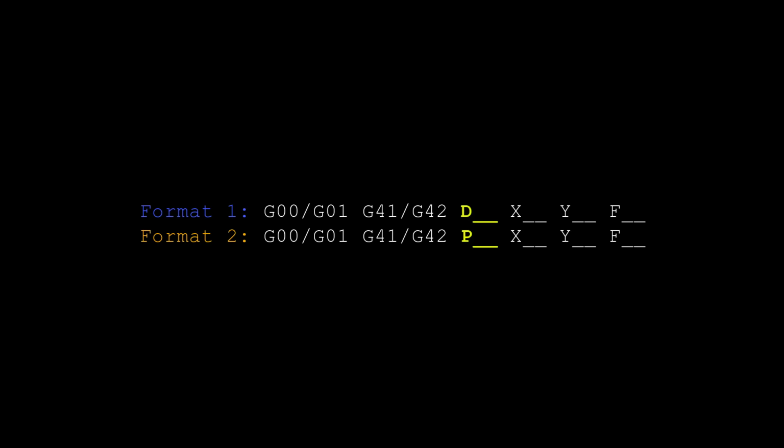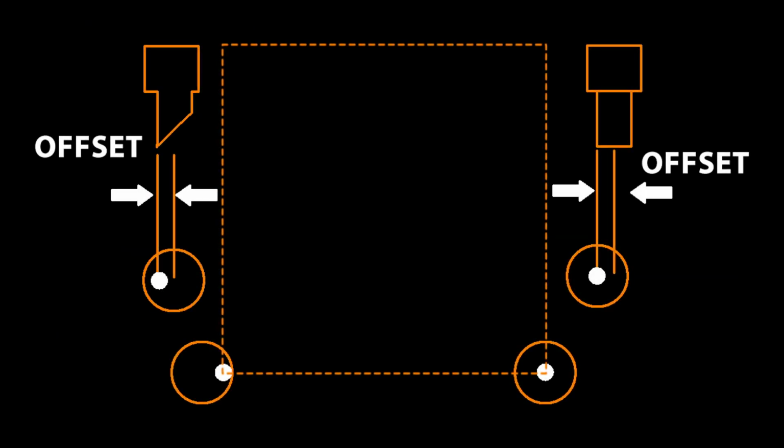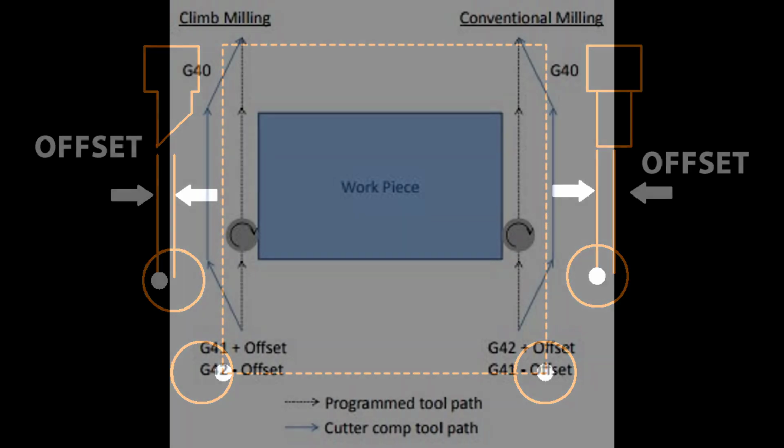Use D to call a diameter offset from a specific tool offset number. For example, D2 will use the diameter offset value of tool offset number 2. An alternative is to use P. The value specified with P will be the actual offset value. For example, P.05 will offset the tool path by 0.05 to the left or right.